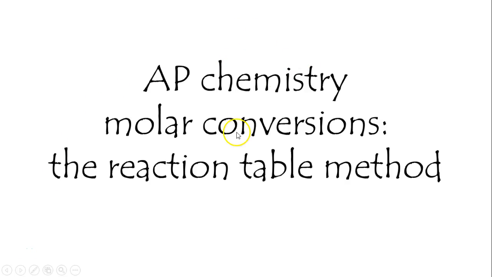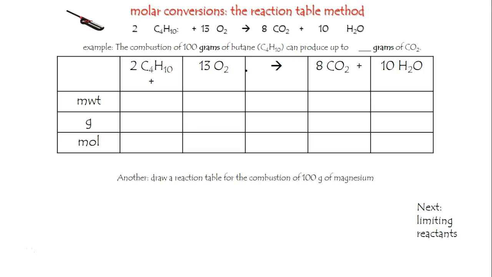AP Chemistry Molar Conversions, the reaction table method. This is the method of choice for any time you're dealing with something that's at least two steps, or when you want to know more than one thing about a chemical reaction.